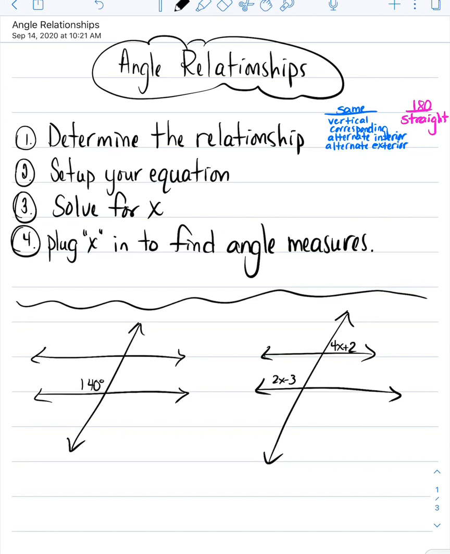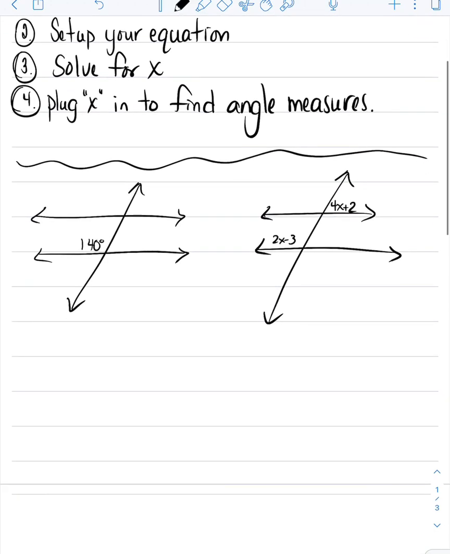So you'll notice the difference here. Last time we just had one number and we had to find all the other missing angle measures. This time we have expressions. So let's talk through how to use these steps. Let's look at example 1.